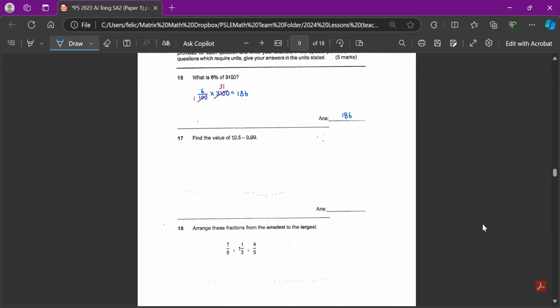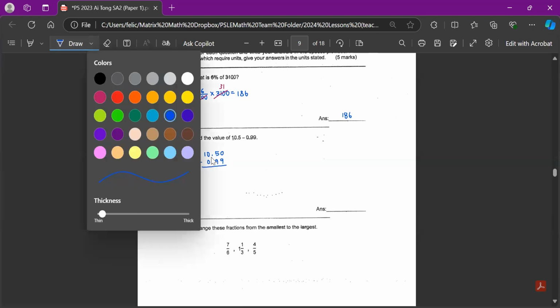Okay, next 10.5 minus 0.9. Sorry, 0.99. Make sure when you do the subtraction, the decimal points are aligned, stacked on top of each other. So you know this is a 0.5, 0.99. So your 0.5 at the back here, there's a gap here, there's a hole there. You should fill it out with a 0 so that your subtraction will not go wrong like this.